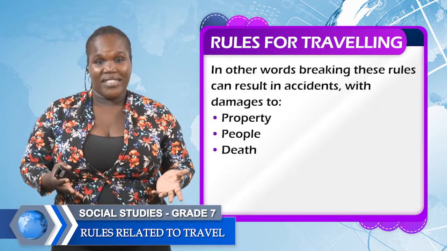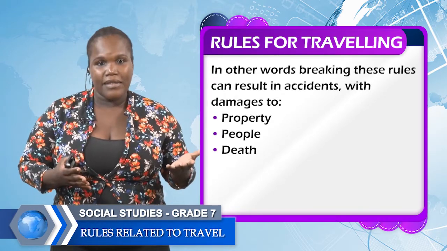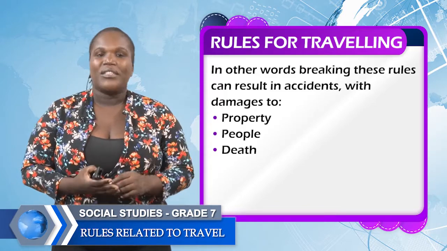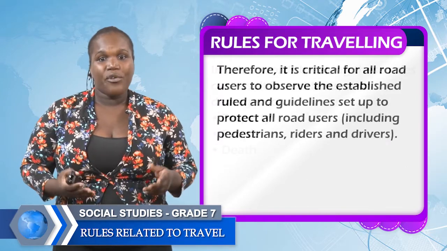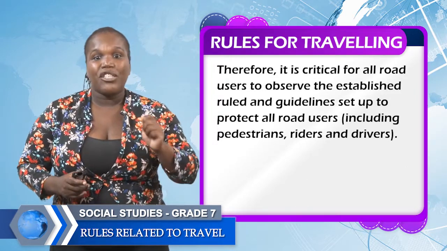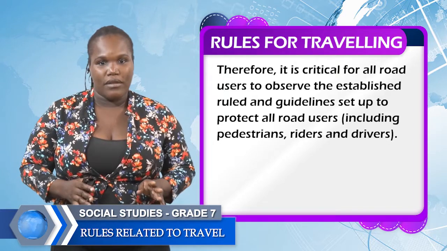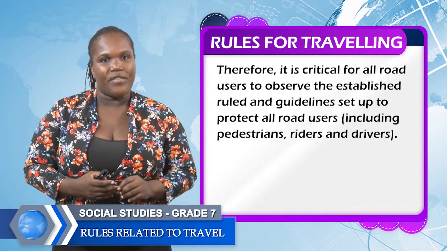In other words, breaking the rules can result in accidents with damages to property, people, or even worse, can result in death. Therefore, it's critical for all road users to observe the established rules and guidelines set up to protect all, including pedestrians, riders, and drivers.